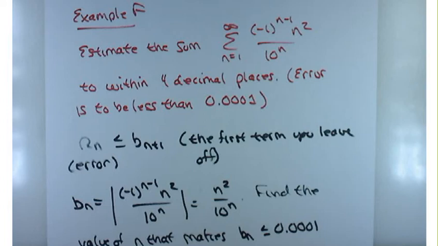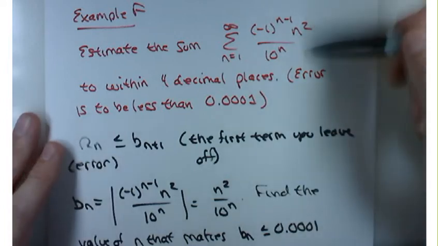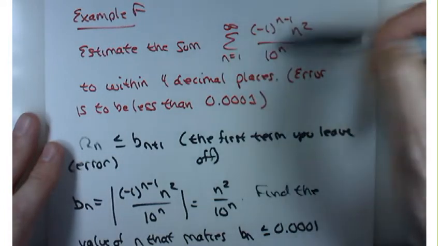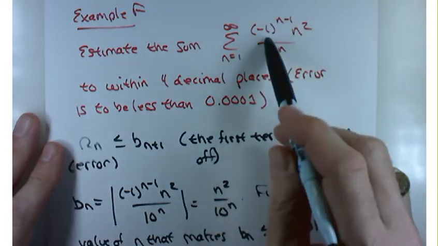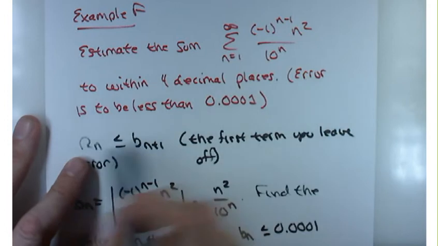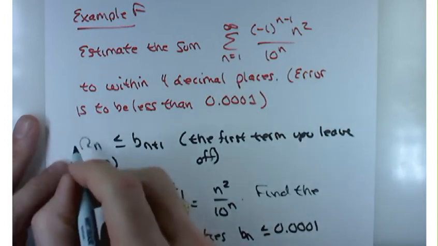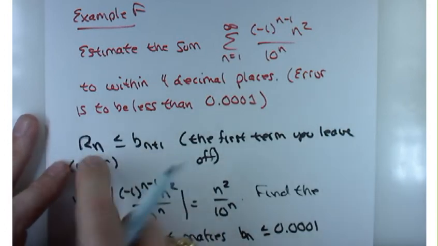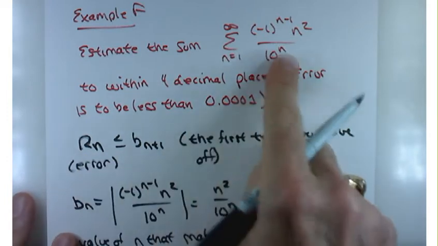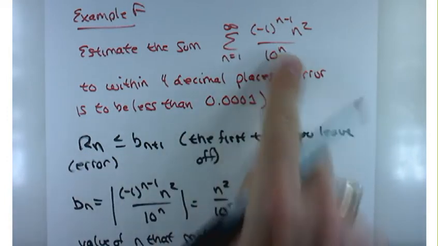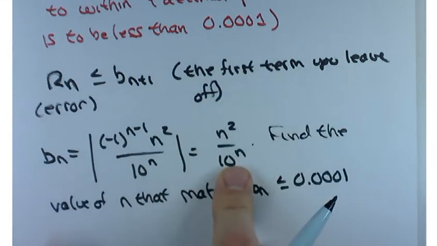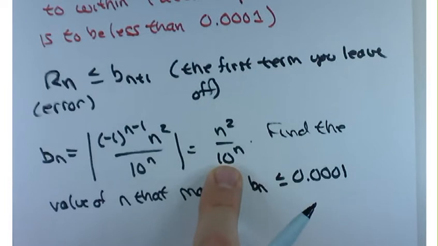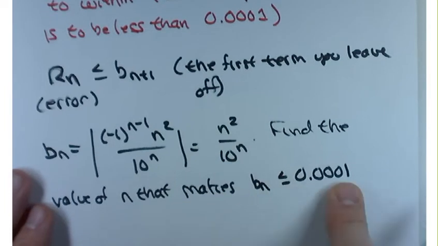So if we're trying to approximate the sum of this series to within 1/10,000th, then what we need to know is that the error in making that approximation, call it R sub n, the remainder, is going to be less than the first term you omit. So B sub n is just going to be the absolute value of those terms, something like this. I want this term to be smaller than 1/10,000th.